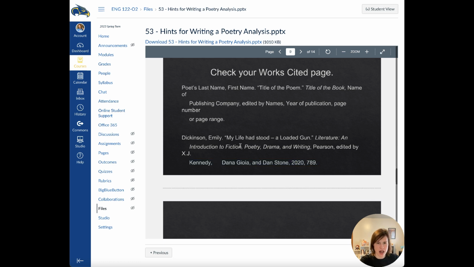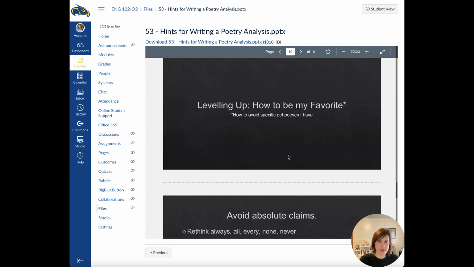So you can use this as a model. You can use this last part here. Obviously, the page number will be different, but this part from the year on up through the textbook, you can copy and paste that into your own works cited page. Just change the page number, the title of the poem, and the author of the poem. Everything else can stay the same, right?